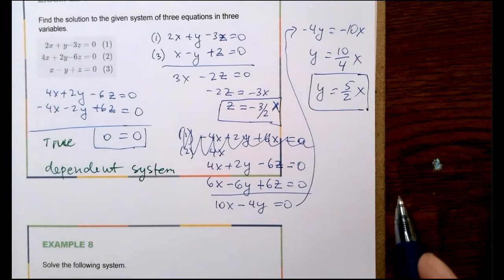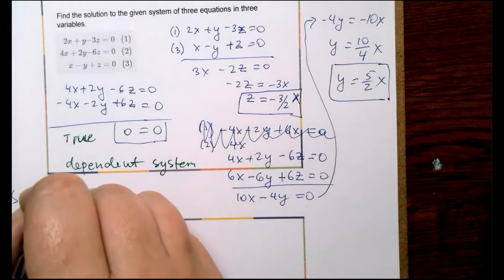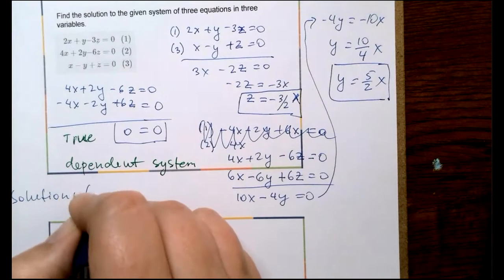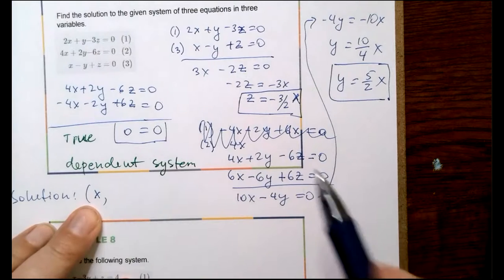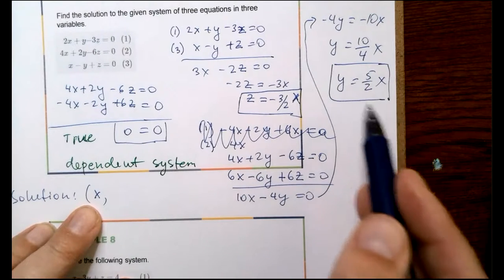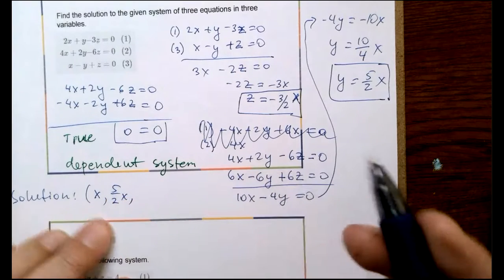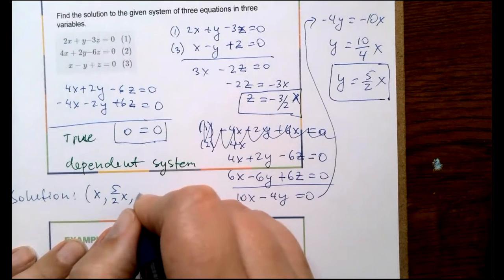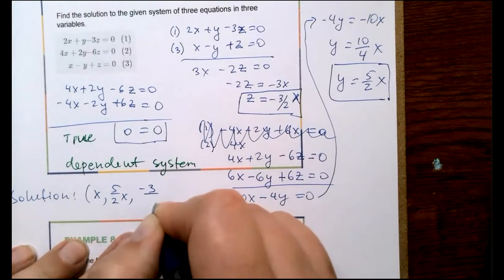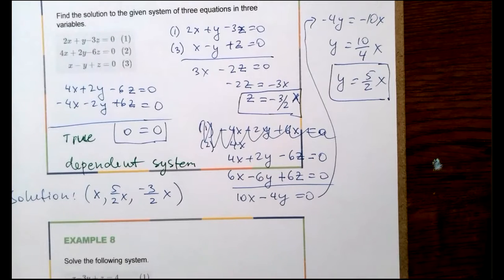And so when I write my solution, I'm going to write that x could be anything, so just leave it as x. But once you specify x, you can figure out y by doing this: 5 halves x for y. And how do you figure out z? By doing this: negative 3 halves x. So that's how you write the equation of that line in space.